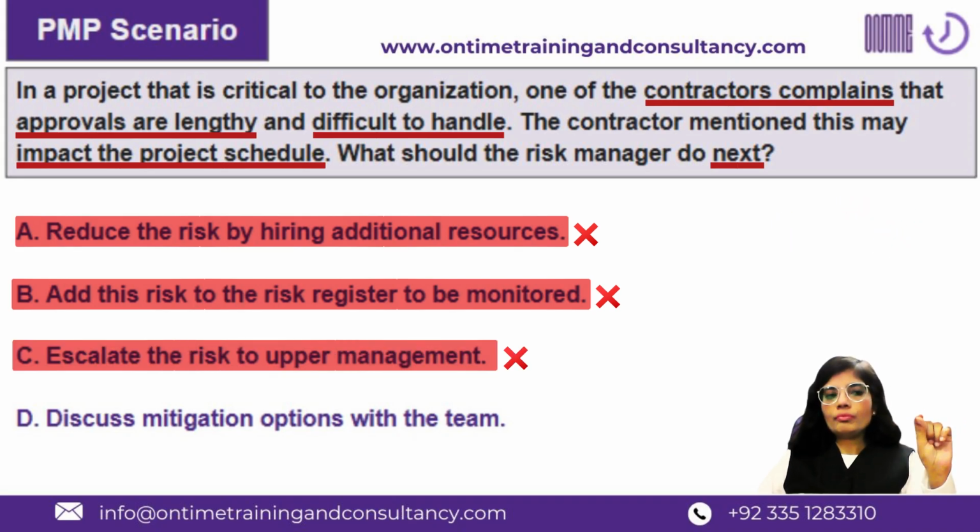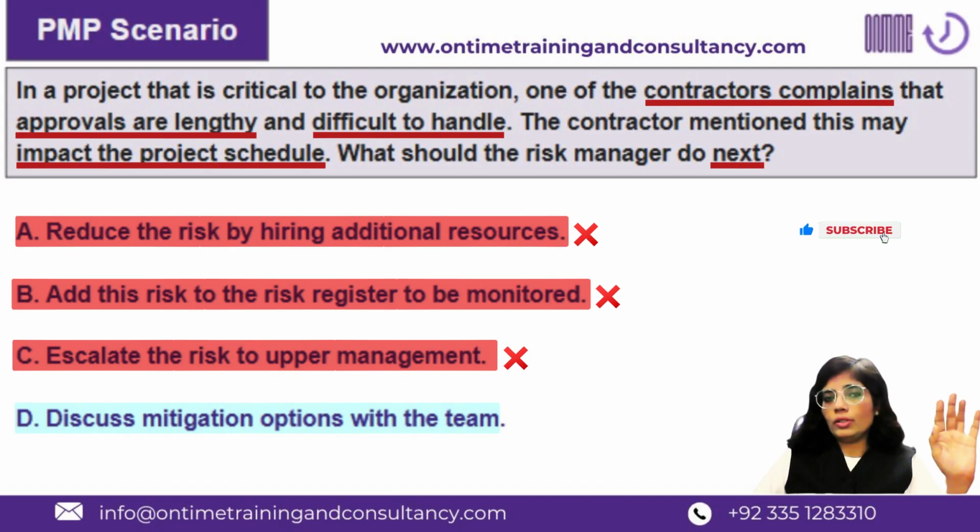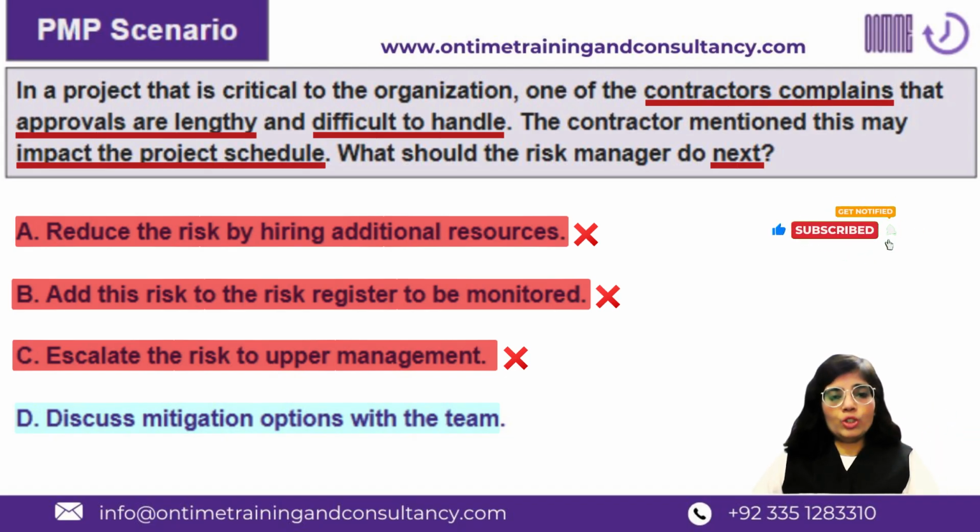So C is out. D, discuss mitigation options with the team. Now, this sounds like an idea because there's a threat. Most likely, you would want to go with the mitigation strategy, because monitoring and escalate are not the appropriate options. Yes, reduce or mitigation is an option, but I have already explained why reducing by additional resources does not make sense. So we are only left with option D, which is the mitigation option, like any better strategy or any better action step, whatever works for the team.